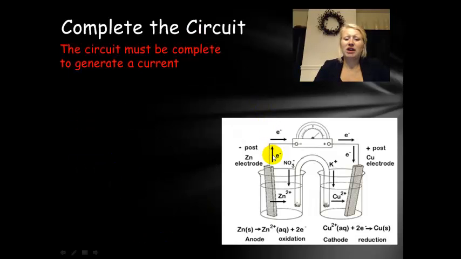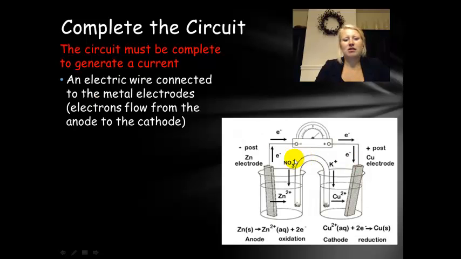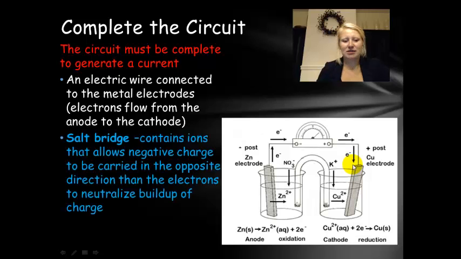Now, in order to generate a current, you have to complete the circuit. This wire is pivotal because it connects the half cells together. This completes the circuit and allows the current to flow. Again, completing the circuit requires an electric wire that's connecting the metal electrodes. Electrons always flow from the anode, because the anode is oxidation and is losing the electrons, to the cathode. The cathode is reduction, so that's gaining the electrons.